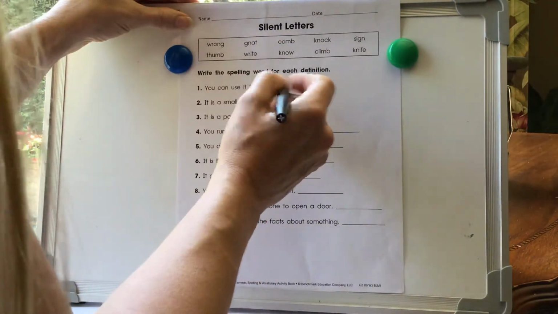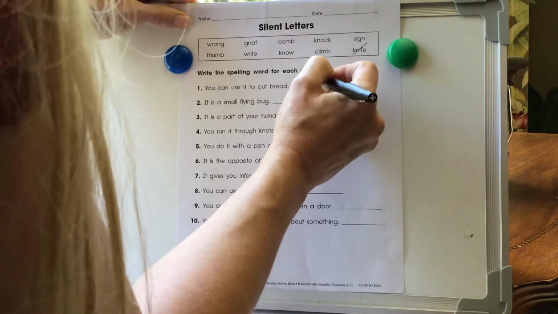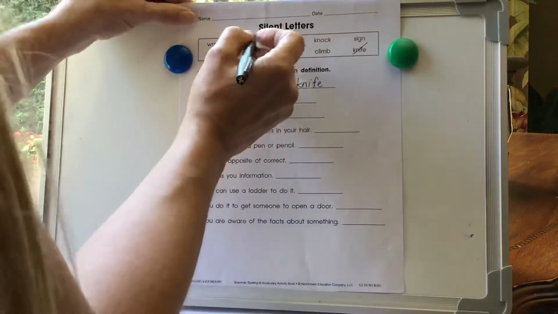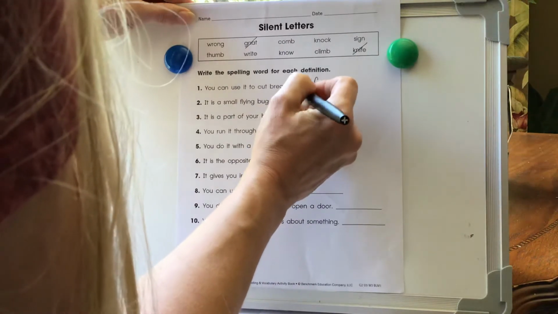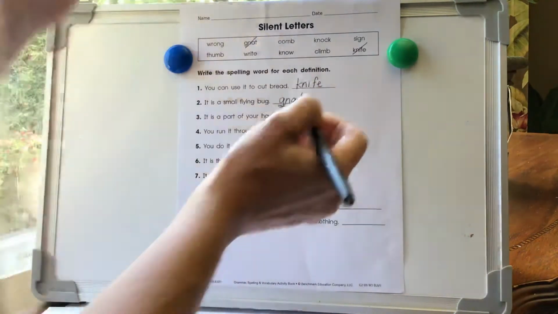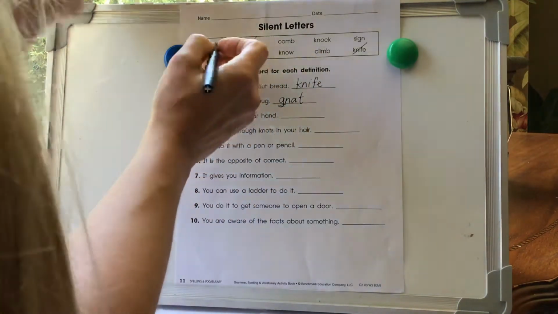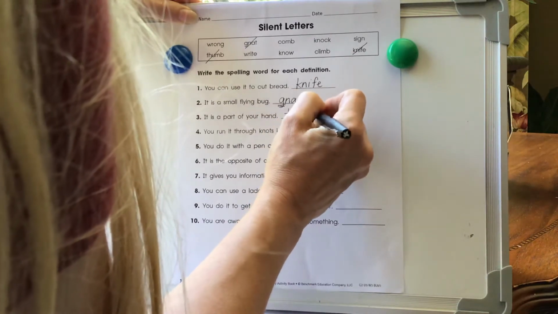You can use it to cut bread. Well, I know that a knife is what I can use to cut bread. It is a small flying bug. Well, we just talked about that. It's a gnat. A gnat. It looks like gnat, but again, it's a silent letter. Okay? It is part of your hand. Well, your thumb is part of your hand.